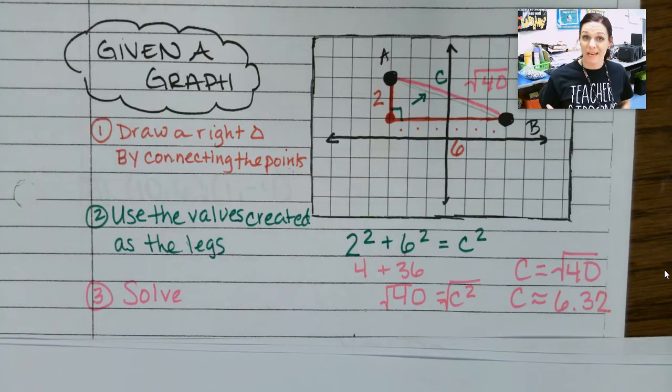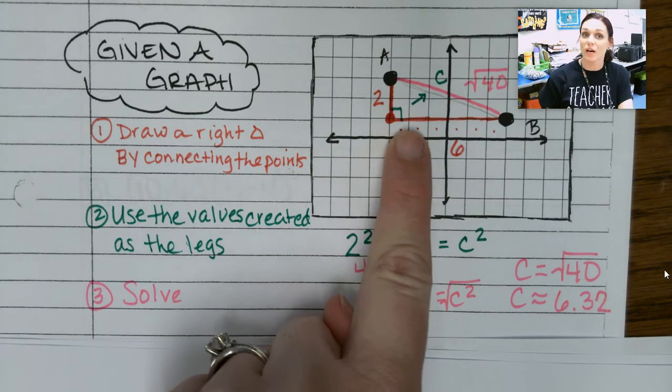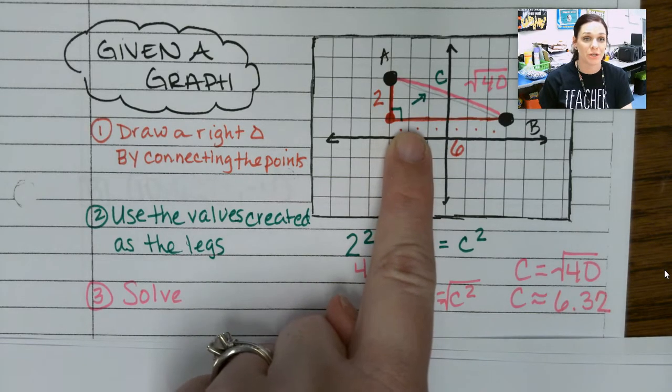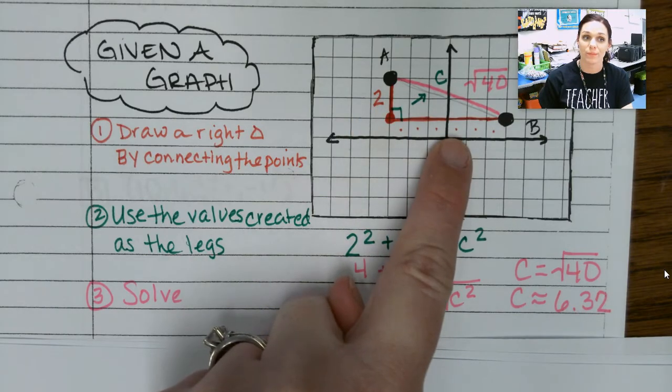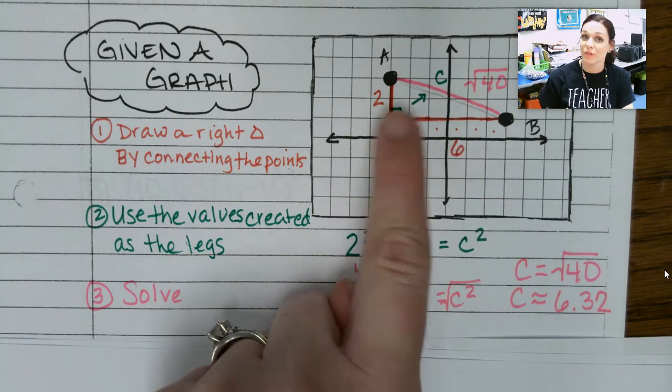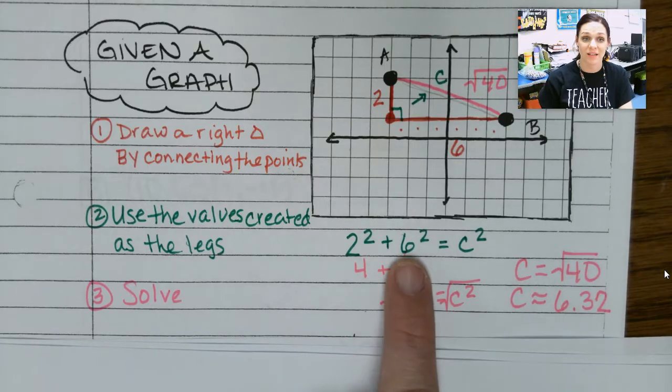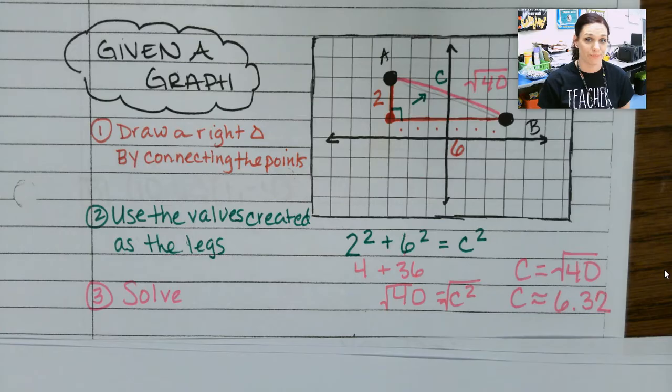So let's walk through the steps again. We draw ourselves a right triangle on our image, and we count the squares. We use the values of those squares as our legs. We plug that into our Pythagorean theorem, and we solve.